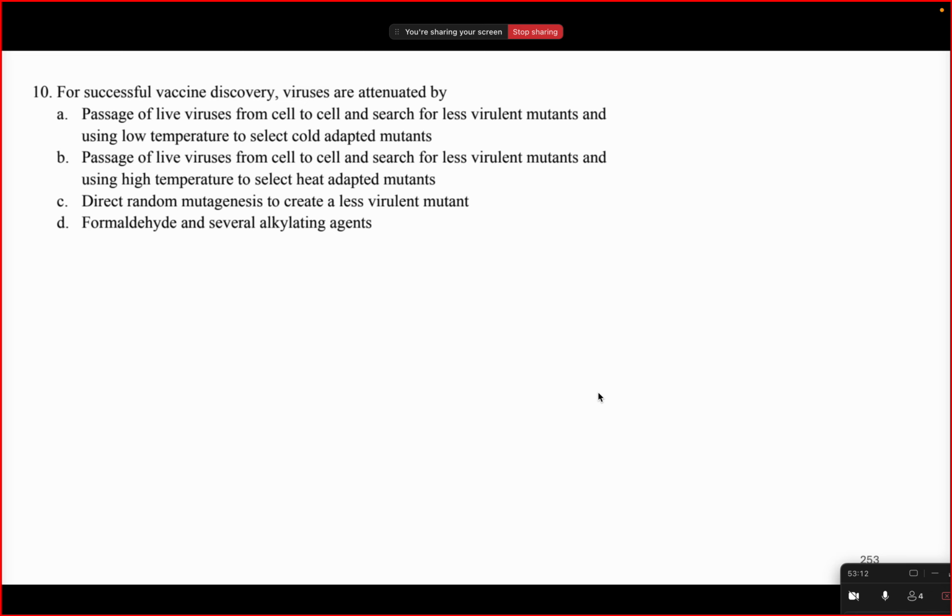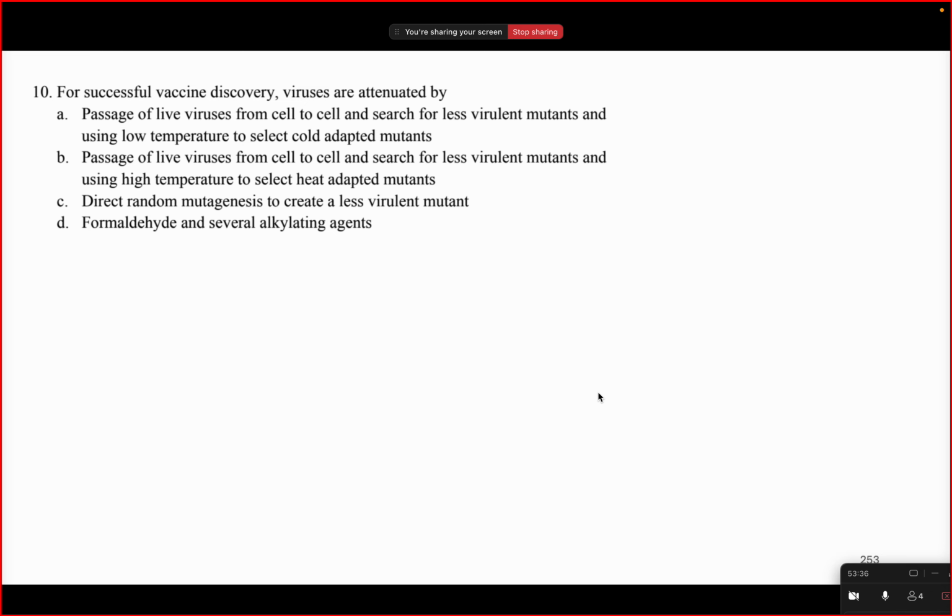For successful vaccine discovery, viruses are attenuated by passage of live viruses from cell to cell and search for less virulent mutant and use low temperature to select cold adapted mutants. Or passage of live viruses from cell to cell and search for less virulent mutant and use high temperature to select heat adapted mutants.